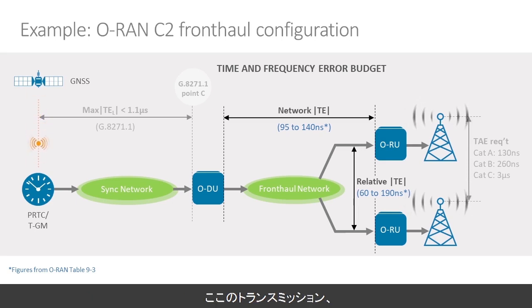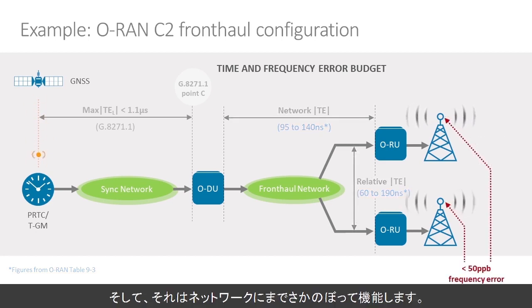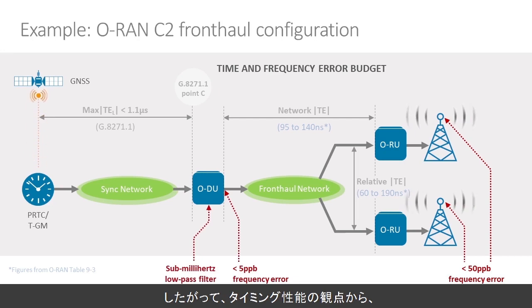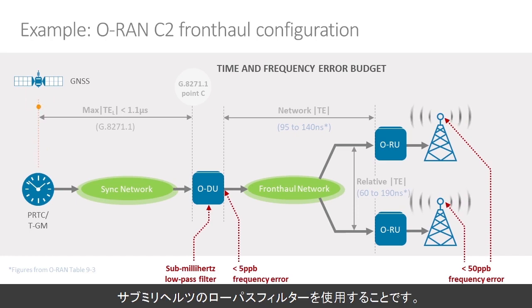Let's remember also there is a frequency requirement on the transmission here on the air interface, and that's going to work its way all the way back through the network. So for the ODU itself, that output is going to have a specification for the frequency error that it can contribute. So in terms of timing performance, one of the key things that this ODU is going to need to do is to apply correctly a sub-millihertz low-pass filter.